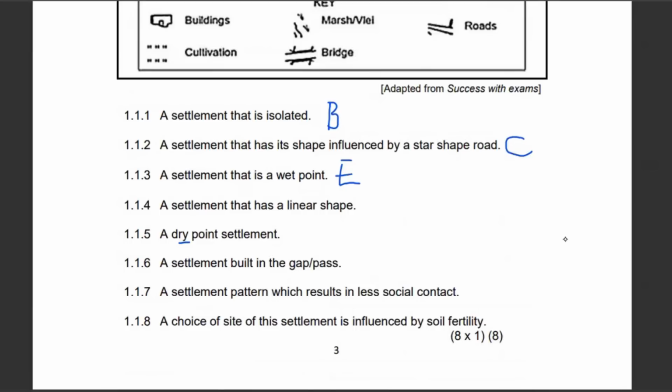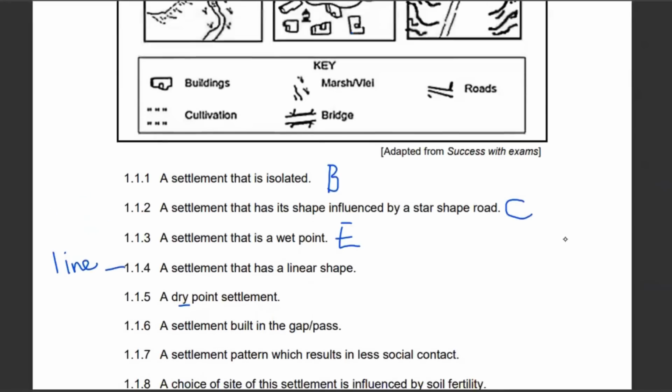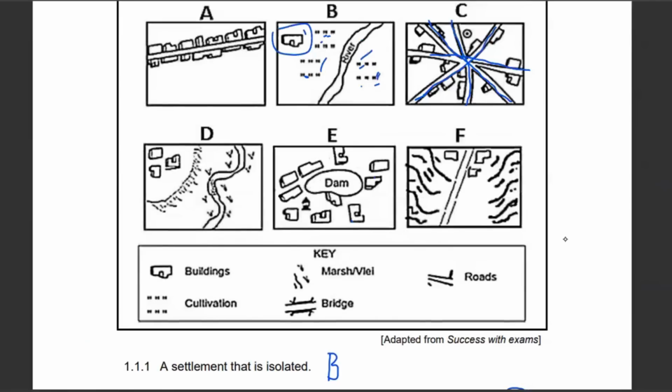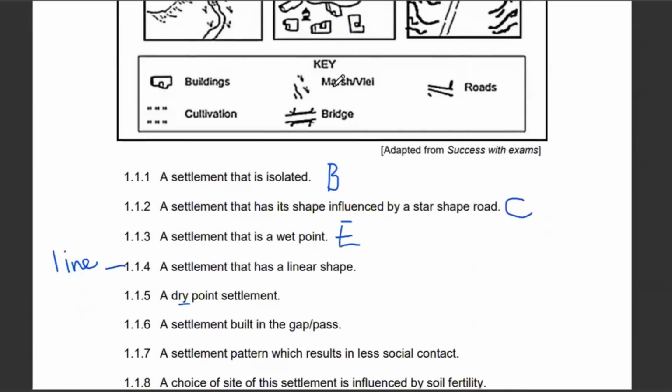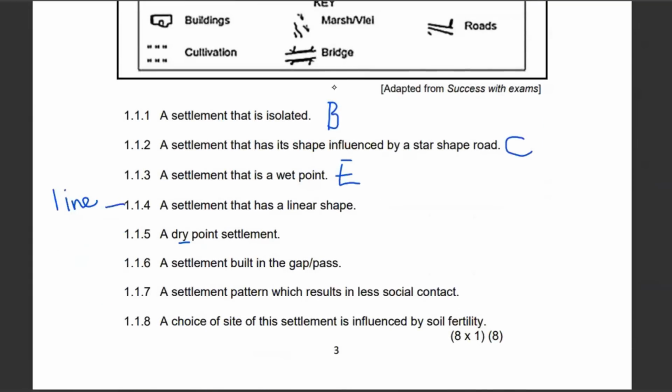Then 1.14, a settlement that has a linear shape. Linear in the sense that we are looking at a settlement that has the shape of a line. So which settlement resembles a linear shape or a line? If we check on A, we are seeing that there is this major route in between, and the settlements are in linear form along that route. So it's A for number 4.